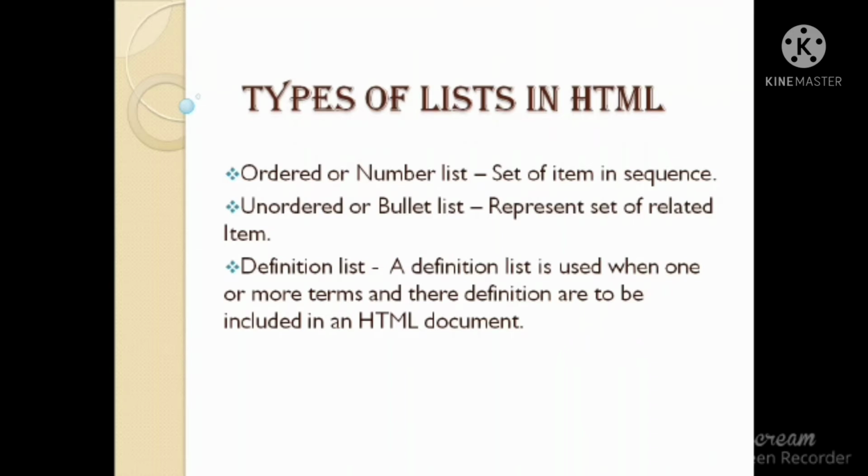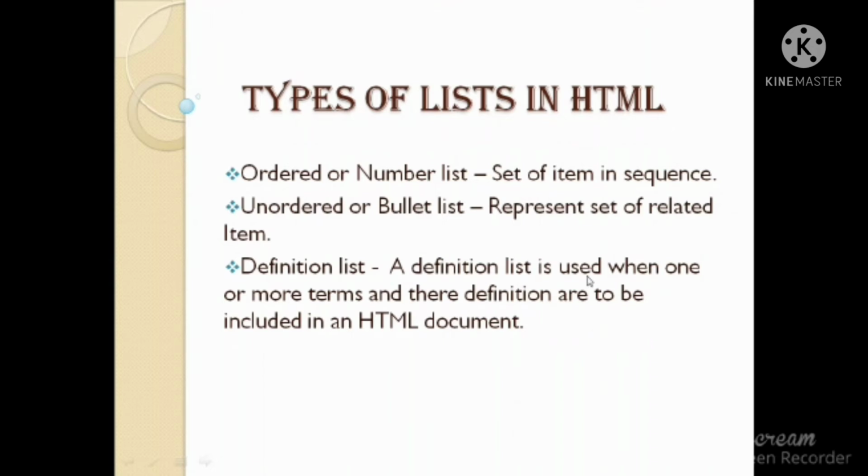Let's proceed to our next list, that is unordered or bullet list. So as you can see, the bullet list represents a set of related items. So if you have knowledge about PowerPoint, then you will be able to understand bullets more easily. Bullets also represent related items, but they are not in sequence as in our ordered or number list.